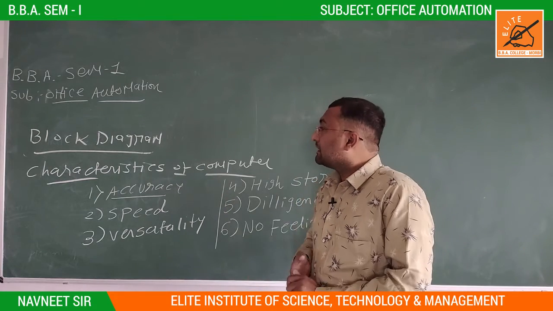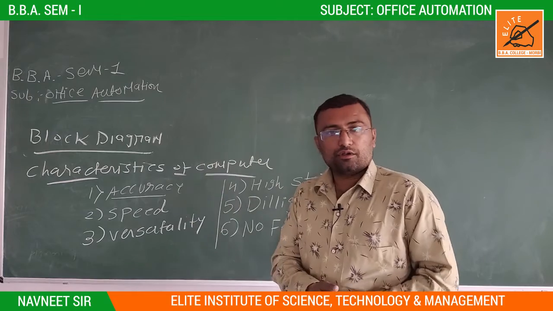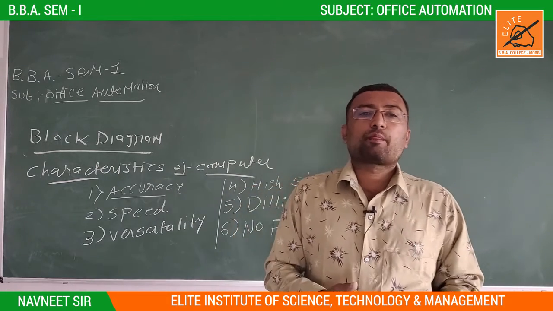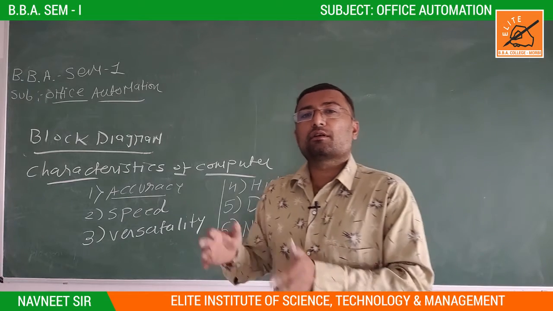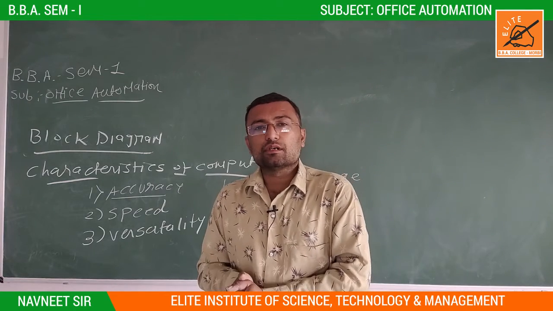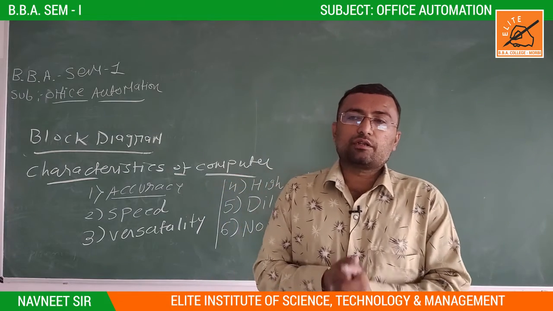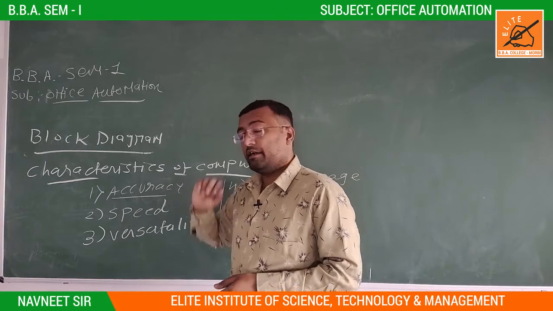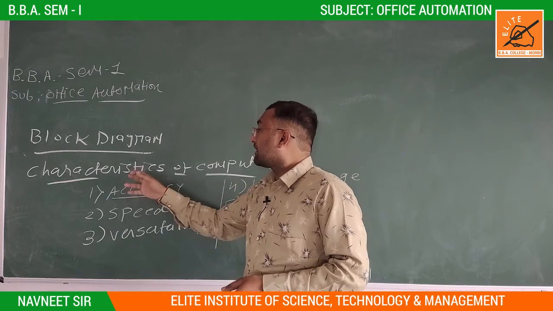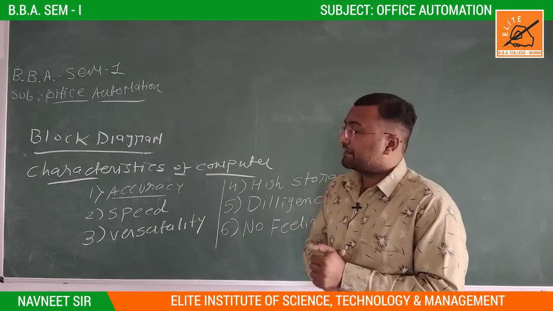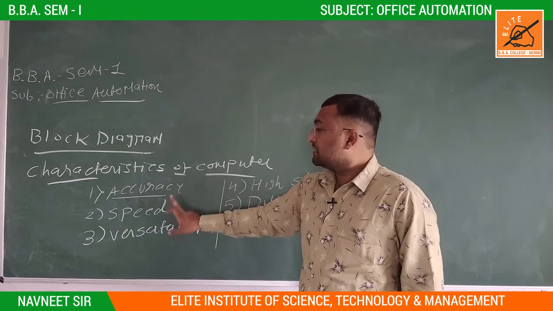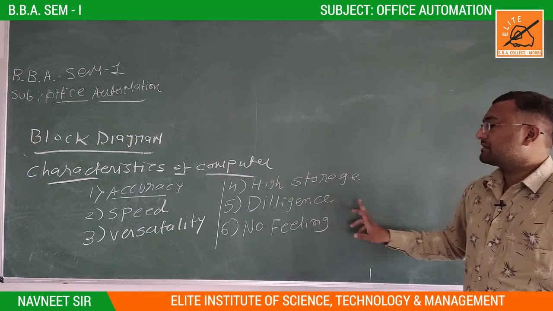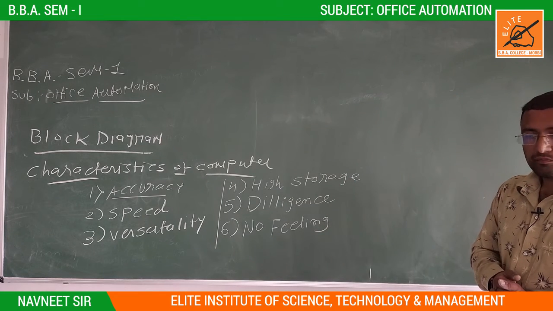So we have seen what a computer is. Computer is an electronic device that can perform operations as per the instruction given by the user and store the data as per the requirement. Then we have seen the block diagram. Then the characteristics of computer. What are the characteristics? They are accuracy, speed, versatility, high storage, diligence and no feeling.